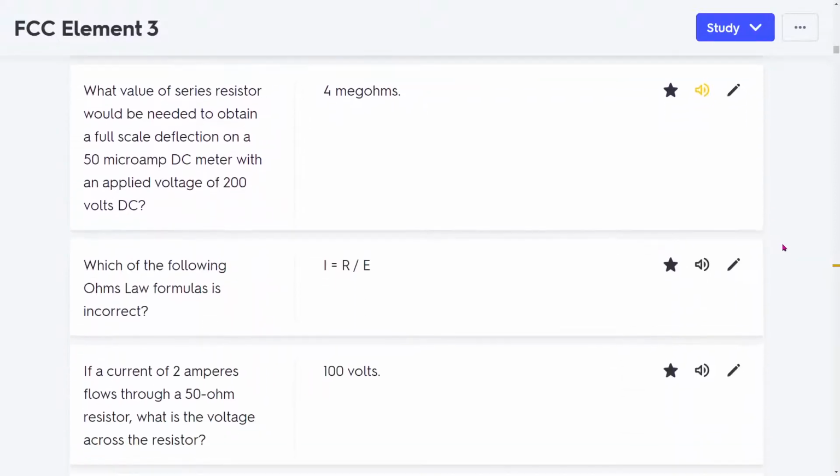What value of series resistor would be needed to obtain a full-scale deflection on a 50 microamp DC meter with an applied voltage of 200 volts DC?